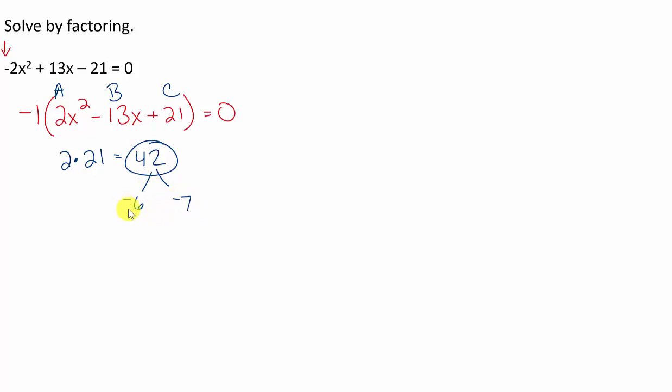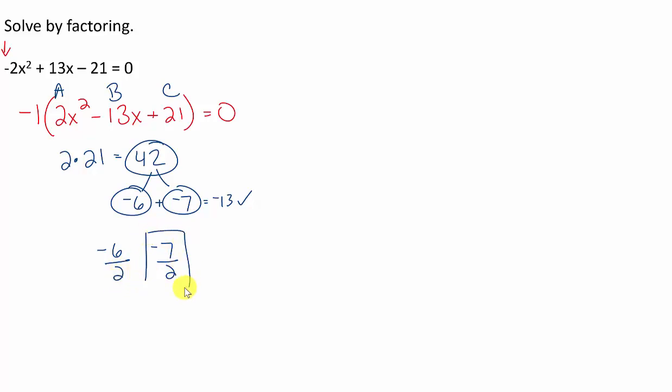And again, guys, you'll get better at this part. If you just need to list all the factors you can think of 42, do that. But negative 6 plus negative 7 is equal to negative 13. So that's what I wanted. So I'm going to use these two numbers. And I'm going to put A underneath.